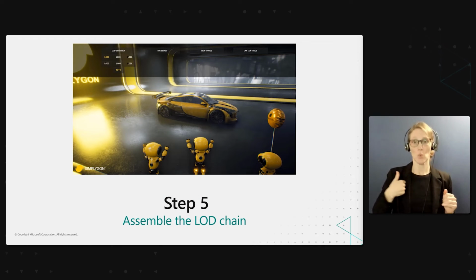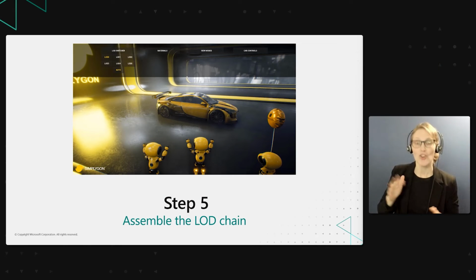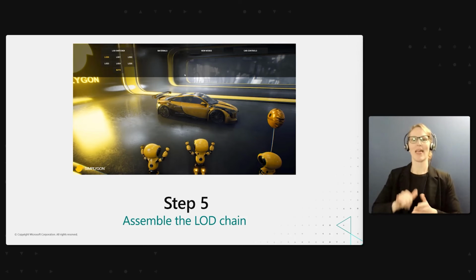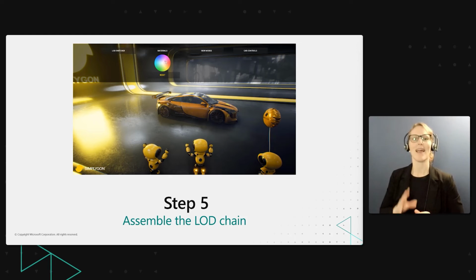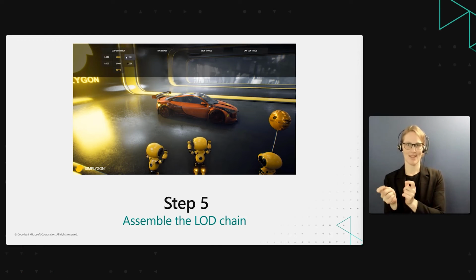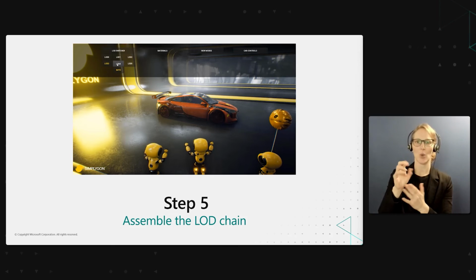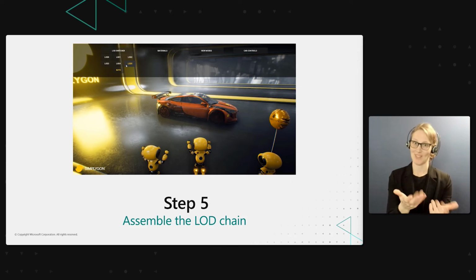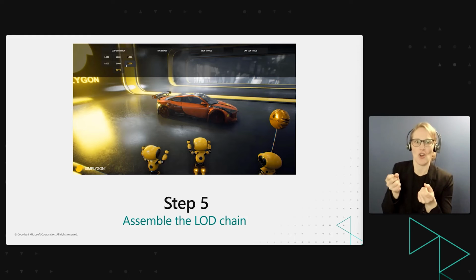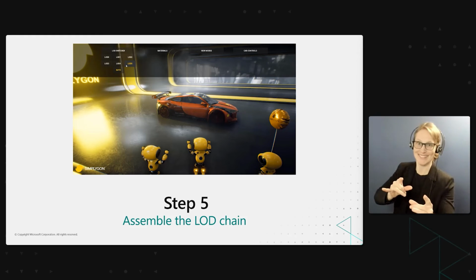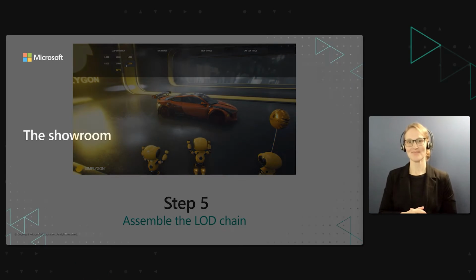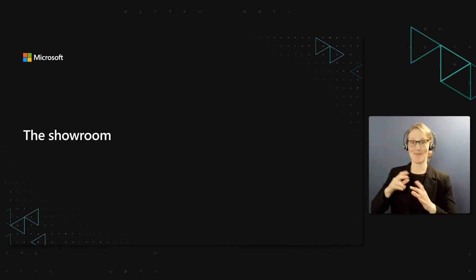And finally, we now have the shader and we have the object, so we can assemble the LOD chain and try it out. And here it is. Let's just change the color and step through the LOD chain. And there you go. That's your customizable car with super optimized last LODs. So as I said, super optimized.